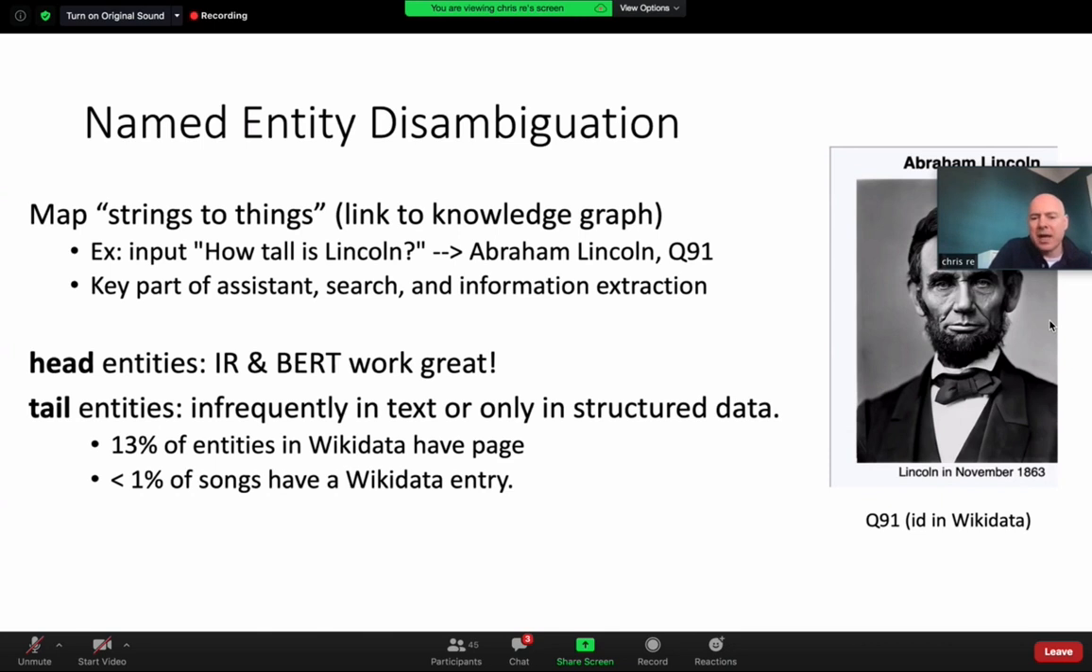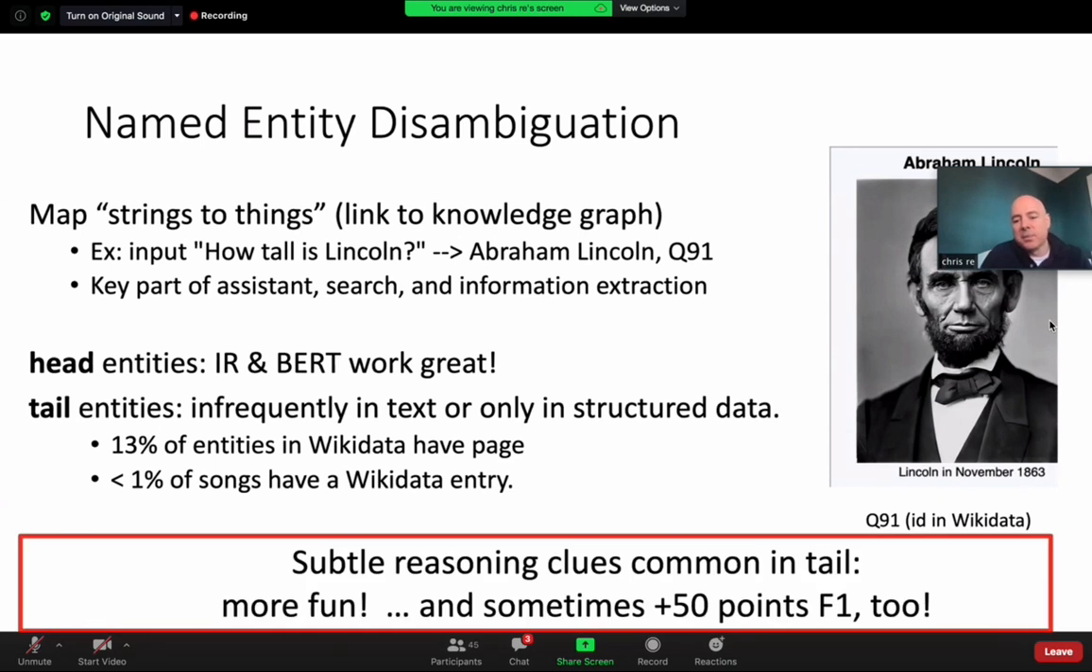Okay? So that's a practical motivation. But really, the problems that I like to work on have this kind of subtle reasoning to them. And there's subtle reasoning in the tail. In the head, you can get by with memorizing everything. But in the tail, you have to use some subtle clues, it seems, to actually get these disambiguations correct. And I'll talk about what those clues are by example in a little bit.